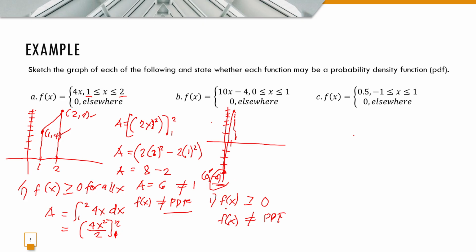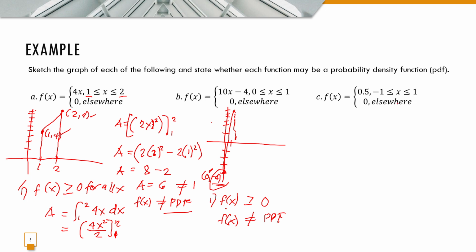Next, we will not proceed immediately with the next property because the first property does not fall here. So it does not jibe with the property that f of x is greater than or equal to 0. Therefore, this one is not a PDF.